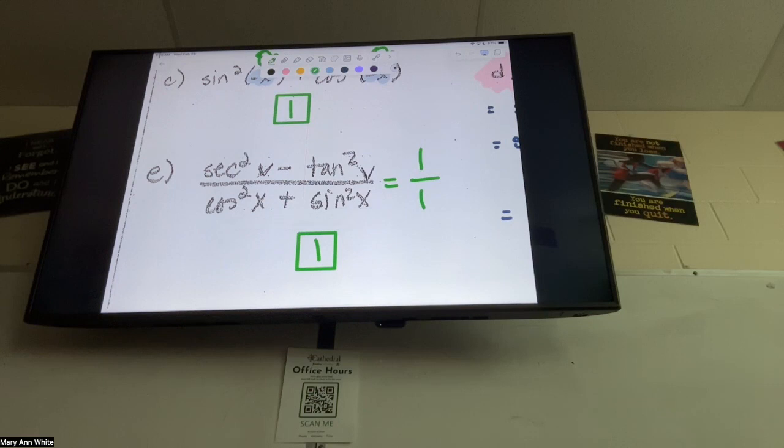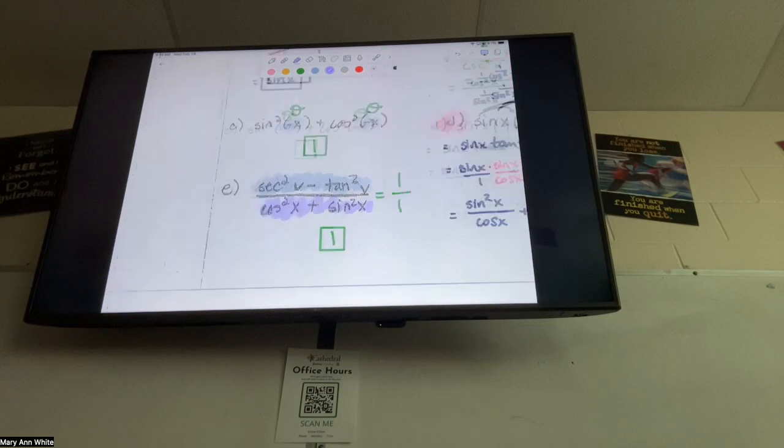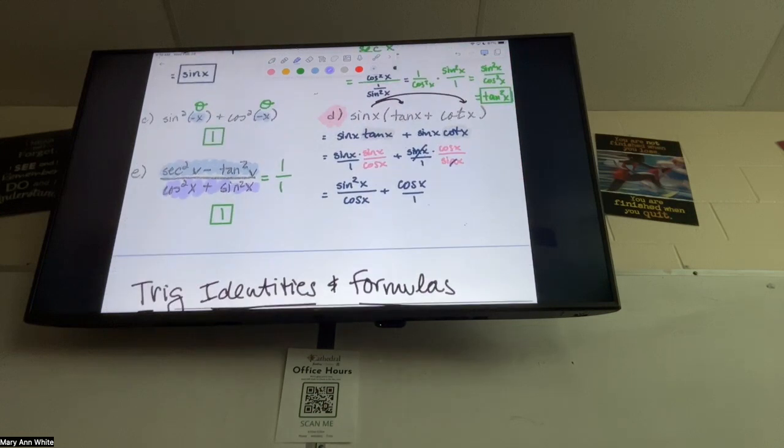It would feel a lot harder if we didn't have our identities, but because we have our identities, you'll go to your paper and that is actually equal to 1 on your identity sheet. This is actually equal to 1 on your identity sheet. That's why we can replace them. That's why we can substitute. Okay, we do need to finish letter D though. We still have a little bit of work.